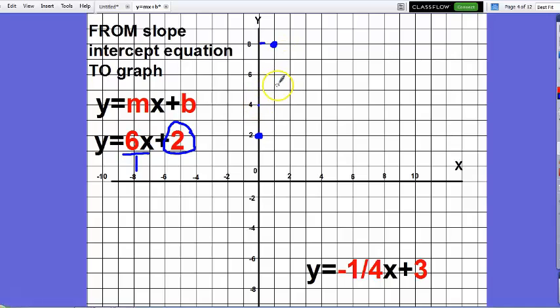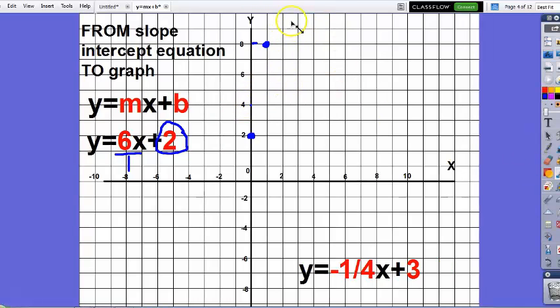And when I have 2 points, I can actually create a line. So I'm going to use my line tool here. And I'm just going to draw a line between these 2 points. And your line can stretch into infinity in both directions. Make sure it crosses over fairly closely. And there I have my line for 6x plus 2.